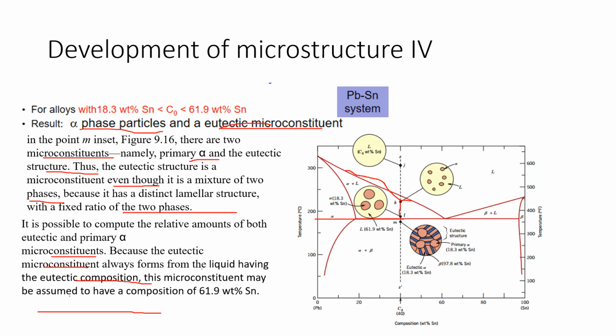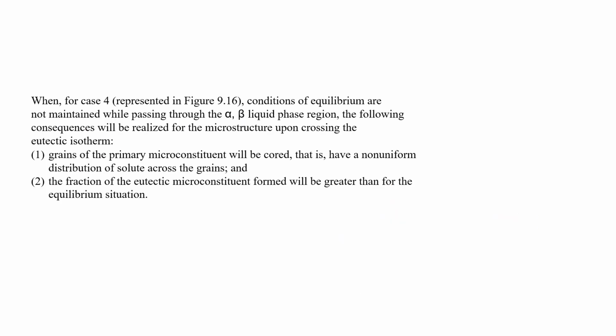So these eutectic microconstituents are formed, and there must be an effect of the composition. The composition of 61.9% by weight of tin has an effect on the microconstituent. I want to explain the microconstituent a bit more.